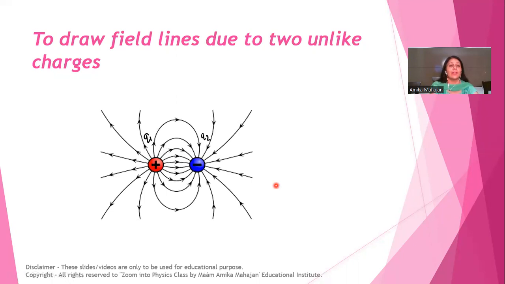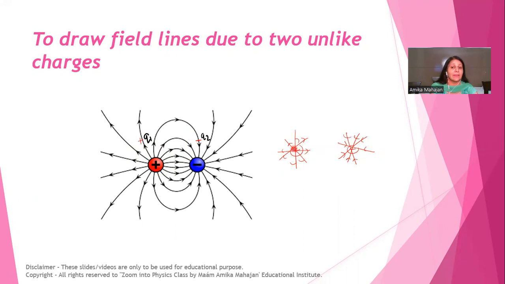If we have to draw field lines due to two unlike charges, consider two charges, plus Q1 and minus Q2. I am considering magnitudes different here. So the lines will start from positive and end at negative. Here, these are the field lines due to isolated charges, but because these charges are in the field of each other, these charges are going to interact with each other.